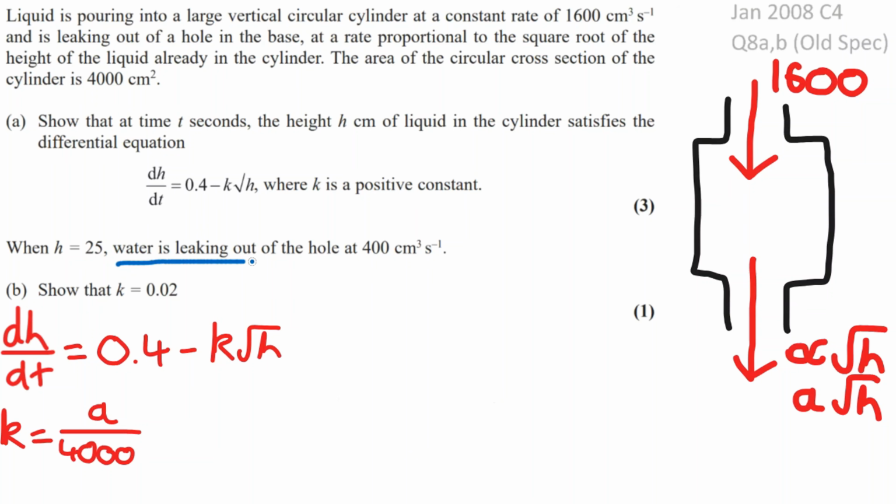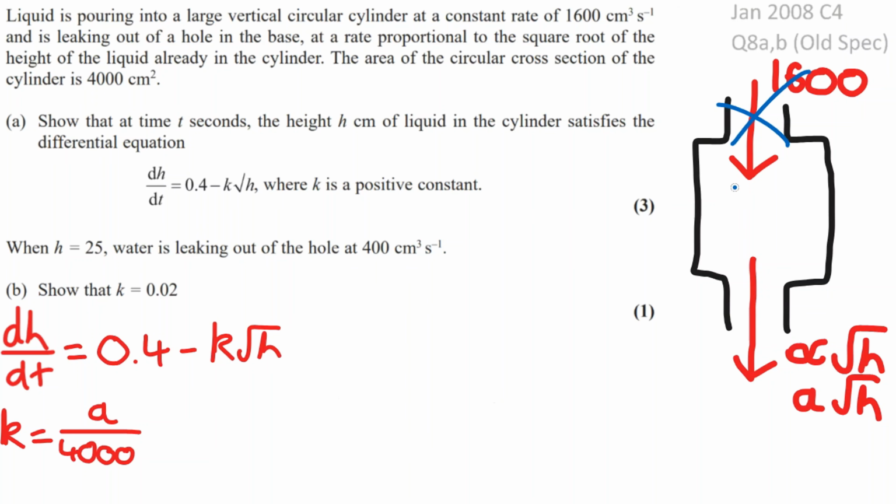Now, when I first read this, I misread it and misunderstood what it was saying. When it says water is leaking out of the hole at 400 centimeters cubed per second, the way that I first interpreted that is there's an overall volume of water in the container, and I thought that was saying that overall it is going down by a rate of 400 centimeters cubed per second, but that's not what it's saying. What it's saying is that water is leaking out of the hole at 400 centimeters cubed per second.